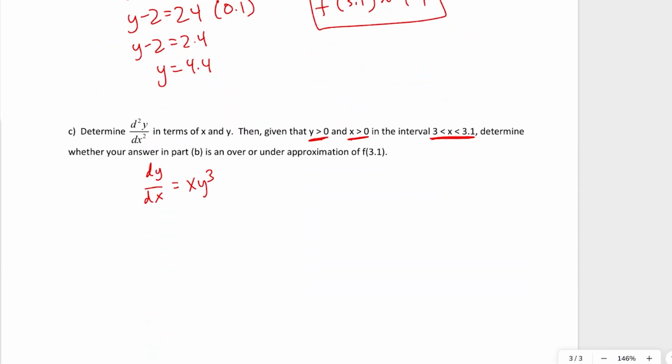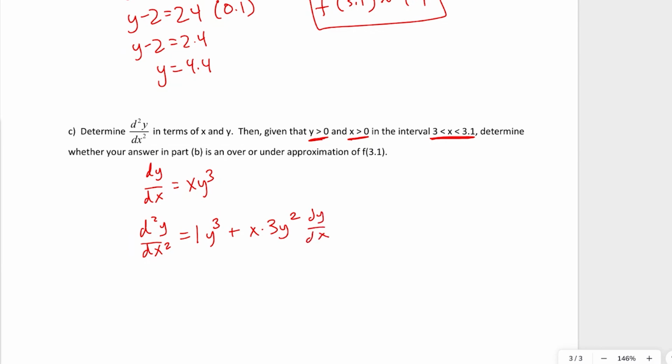Okay, so if I'm going to differentiate both sides with respect to x, I'm going to end up with the second derivative equals, and I'm going to have to use a product rule here. So f prime g is going to be derivative of x is 1 times y cubed plus x times 3y squared times dy/dx.